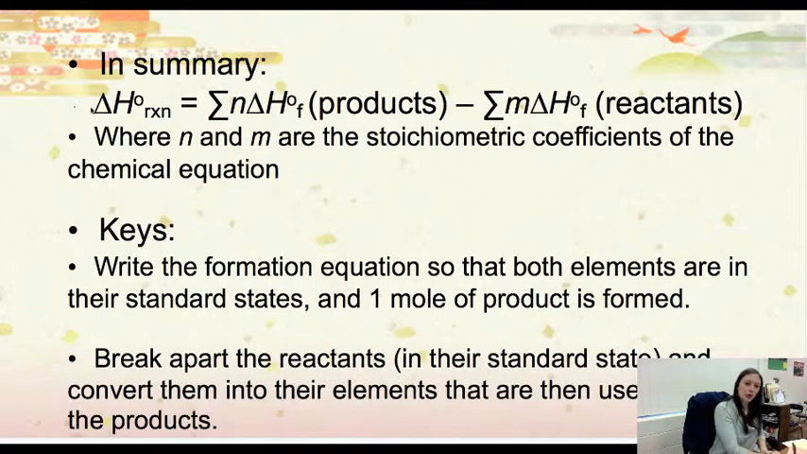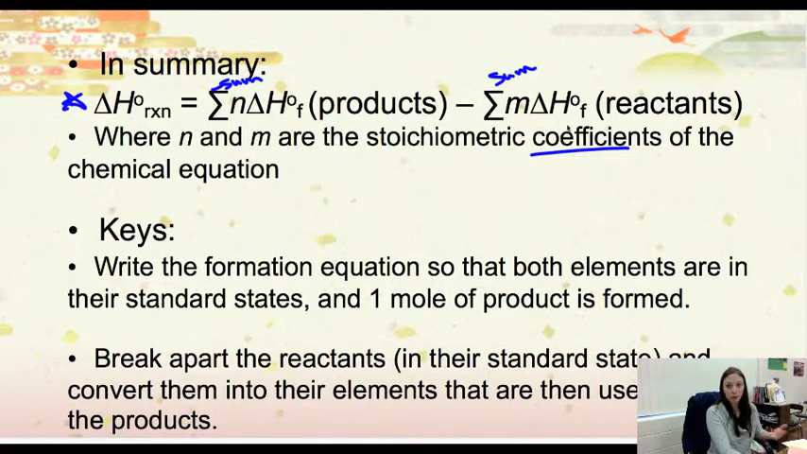In summary, okay, you're going to write these down. We have this formula. Delta H naught for a reaction is the sum, it's a little summation sign, of n, which is just the coefficient of that particular product, whatever it is, times the enthalpy of formation for the products, minus the sum of the enthalpies of formation for the reactants. Products minus reactants. Okay? And you don't have to memorize this. This is actually on your green sheet.